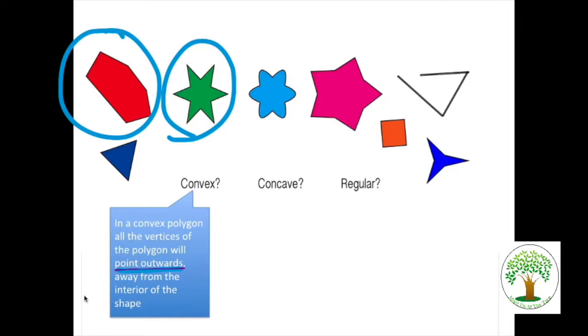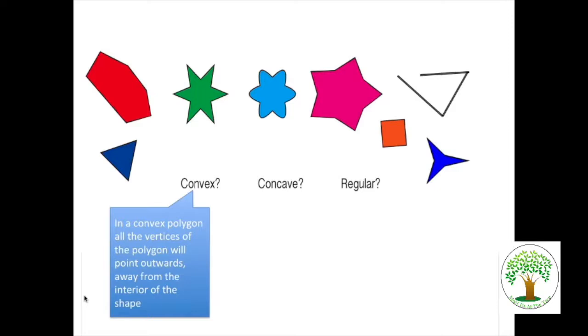then that green one would also be convex. Yes, because this one here has some vertices that point out, right? But they also have some vertices that point in. So all of them have to point out. Is concave the ones that point in? Very good. That's the next thing. It is. So let's go here.